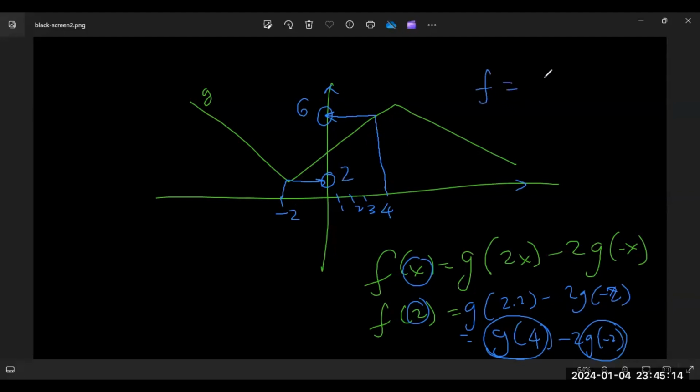So f will be g of 4, which is 6, minus 2 into g of minus 2. No, minus 2 is not 2. Minus 2 is 1. This is minus 1, minus 2 will be 1. Yes, sir. It's 1. So it will be 6 minus 2 into 1, which is 2. So this will be 4. The value of f of 2 is simply 4. Option B.